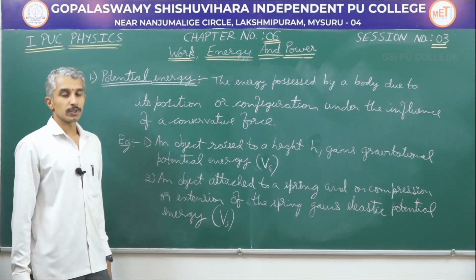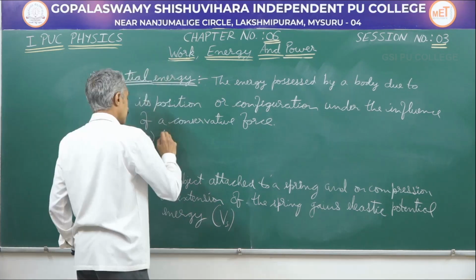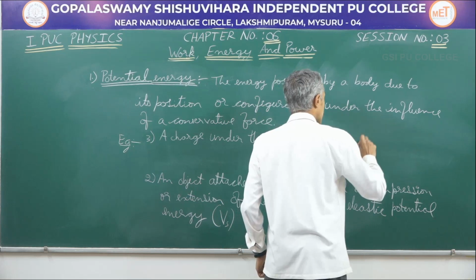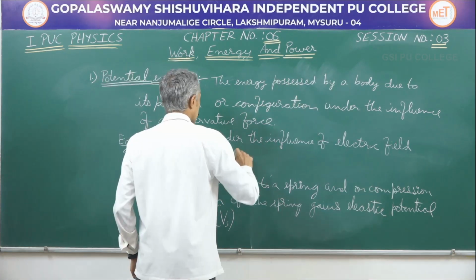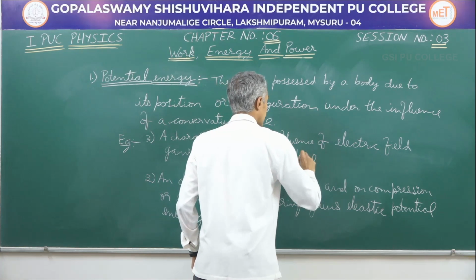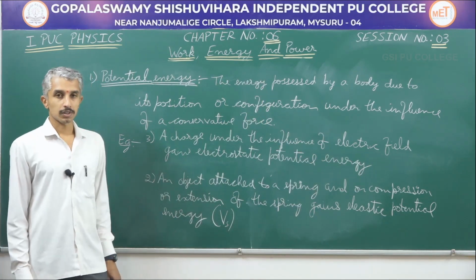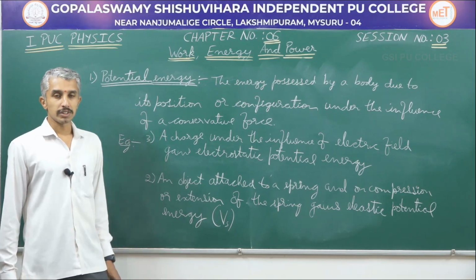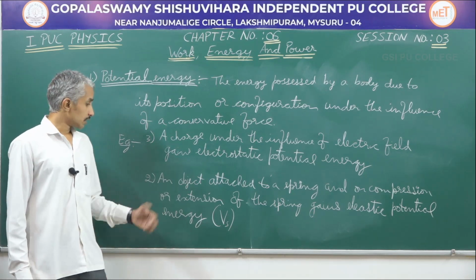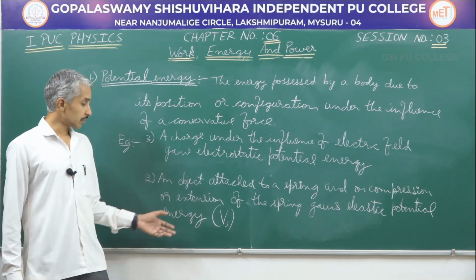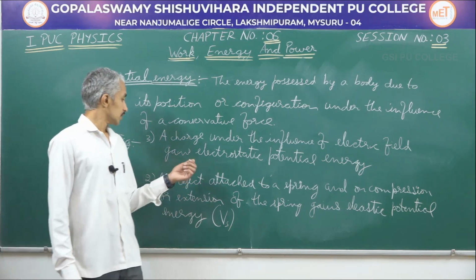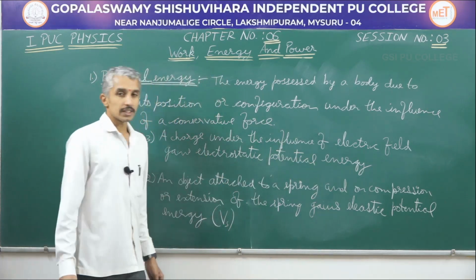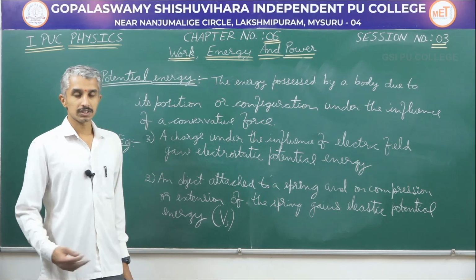We can also have other examples. When you come to second PUC, you will see that a charge under the influence of electric field gains electrostatic potential energy. So these are the examples for different types of potential energies under different conservative force. In the first example, the conservative force was gravitational force. In the second example, the conservative force was the spring force or the restoring force of a spring. In the third example, the conservative force is an electrostatic force. You will learn about electrostatic force in second year.